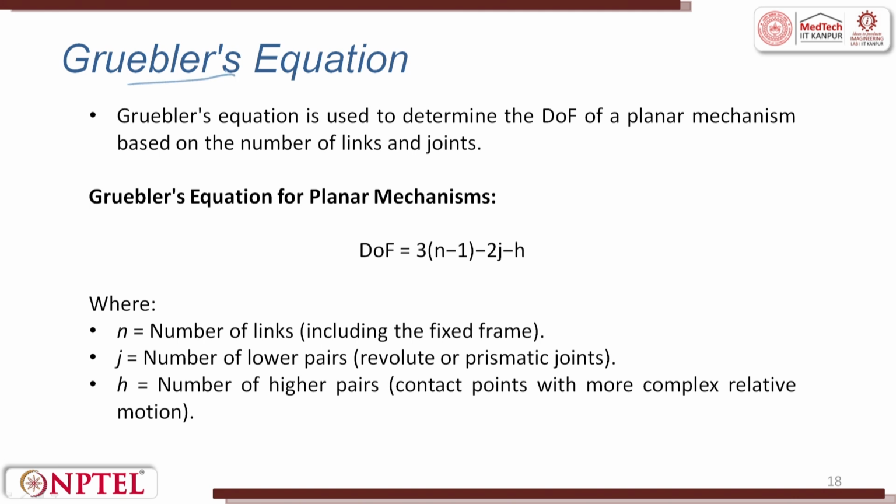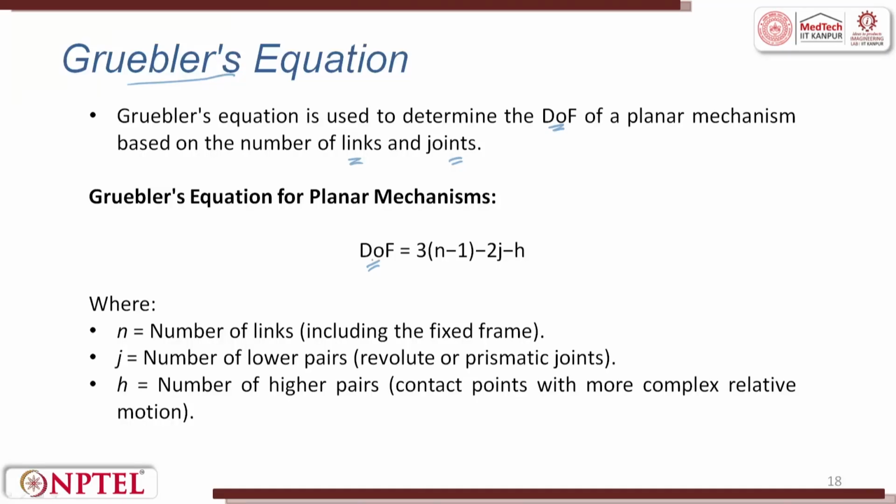So, Euler's equation is used to find out what the degrees of freedom are in a system. Euler's equation is used to determine the degrees of freedom of a planar mechanism based upon the number of links and joints. This is a joint, this is a link. This is a joint, this is a link. Based upon the number of joints and links, you try to figure out the degrees of freedom. DOF is equal to 3 times (n minus 1) minus 2j minus h.